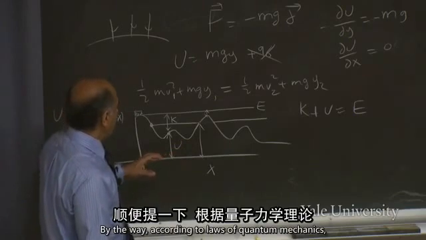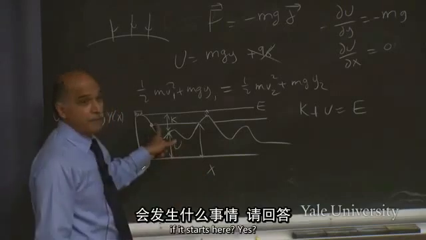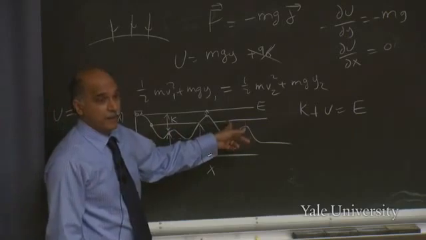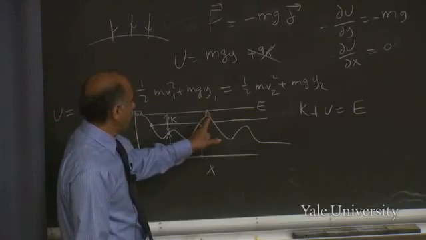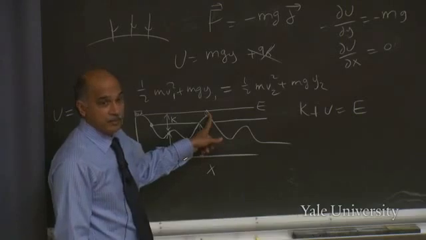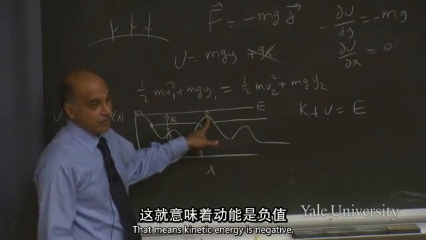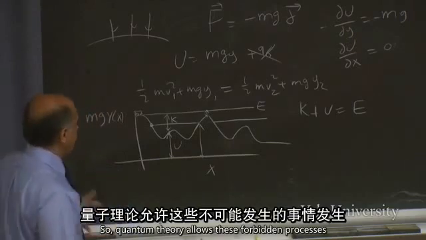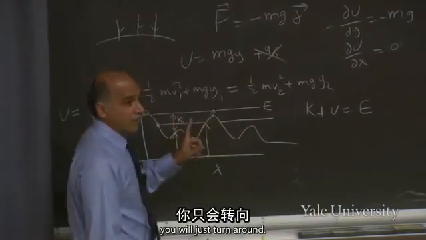By the way, according to the laws of quantum mechanics, it can do something else. Maybe you guys know. You know what else it can do if it starts here? Yes? It can suddenly find itself here. And that's not allowed by classical mechanics, because to do that, it has to go over the hump. Look what's happening at the hump. I've got more potential energy than I have total energy. That means kinetic energy is negative. That's not possible, because 1/2 mv squared can never be negative. So quantum theory allows those forbidden processes, and it's called tunneling. But for us, the roller coaster problem, you will just turn around.